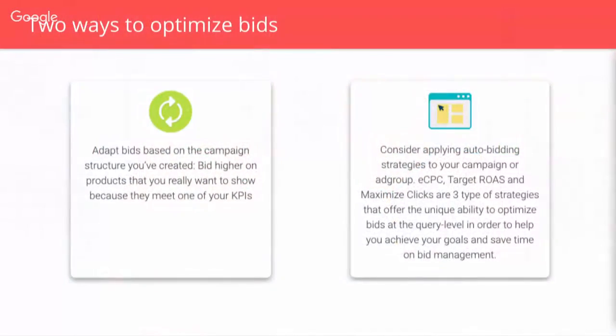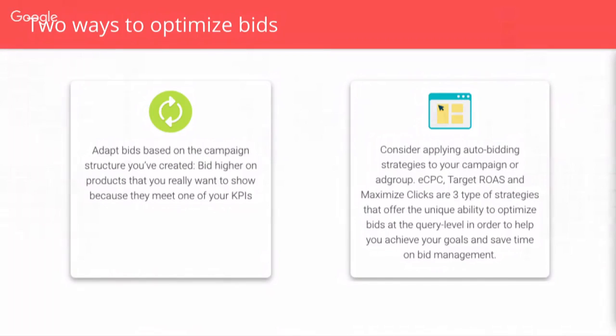So there are two ways to optimize your bids. You can adapt bids based on the campaign structure that you've created. Again, bidding higher on products that you really want to show because they meet one of your key performance indicators. You can also consider applying these automated bidding strategies to your campaign. And Emerson's an expert and can tell you a lot about some of these bid strategies.